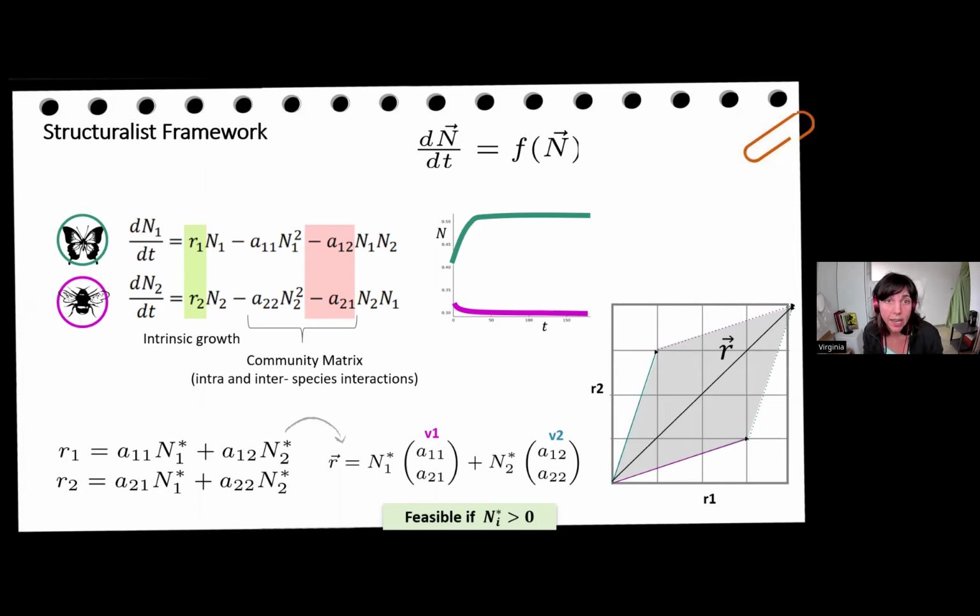What this means is basically what this figure shows. As long as these N stars are all positive, the vector of R, of the reproductive rates of the species, is going to be confined inside these two directions. So keep this in mind for later, because we will use it.